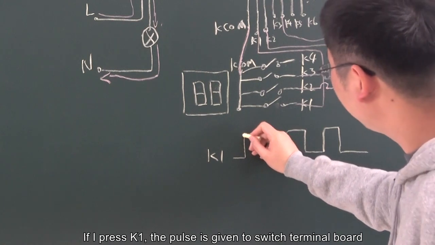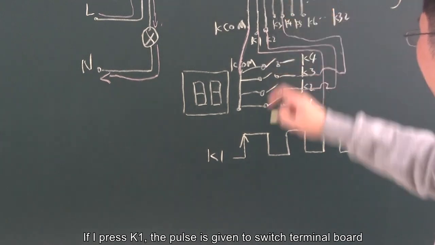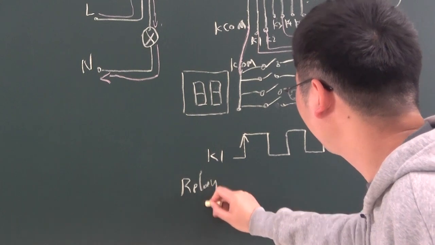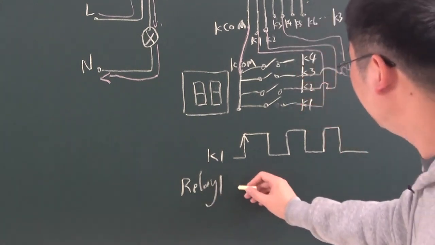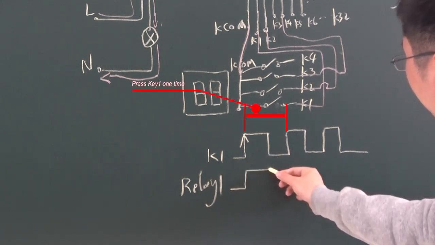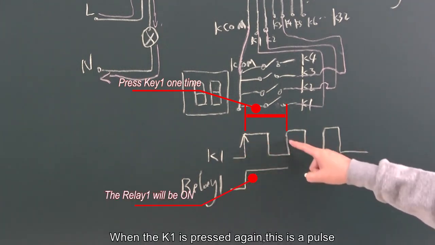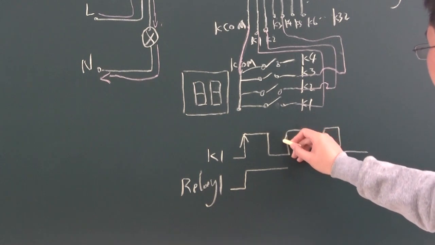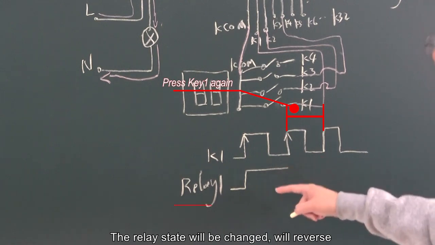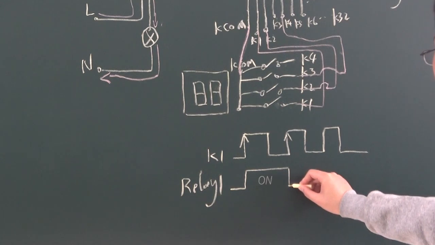If I press K1, the pulse is given to the switch terminal board. So relay 1 will be on. When K1 is pressed again, this is the pulse, the up pulse, press again. So the relay state will reverse, and the relay will be off.